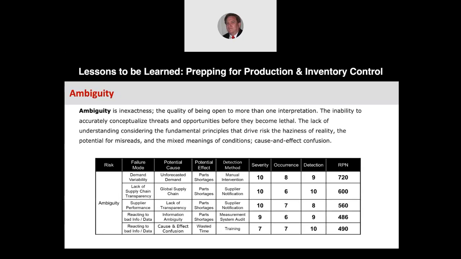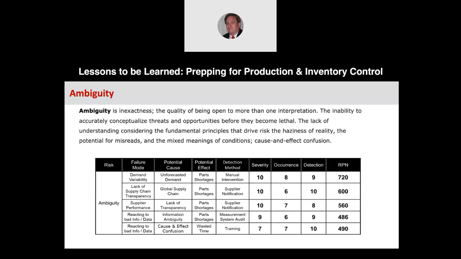Ambiguity, which is inexactness. The quality of being open to more than one interpretation, the inability to accurately conceptualize threats and opportunities before they become lethal, lack of understanding of the fundamental principles that drive risk, and the haziness of a reality, the potential of misreads, and the mixed meanings of condition, cause and effect confusion. So actually, these are all items that we saw on the fishbone there.